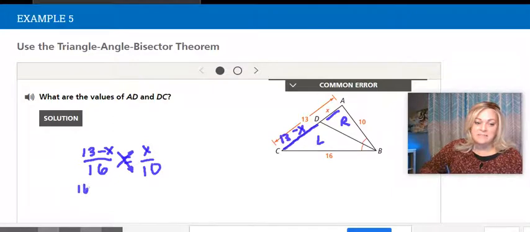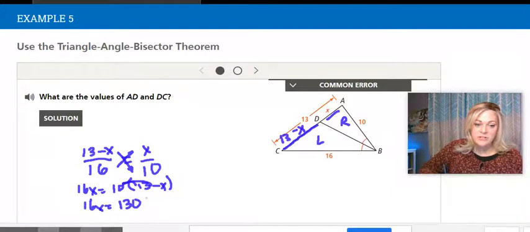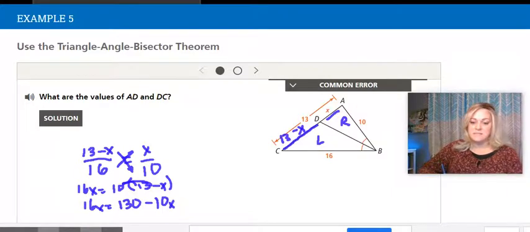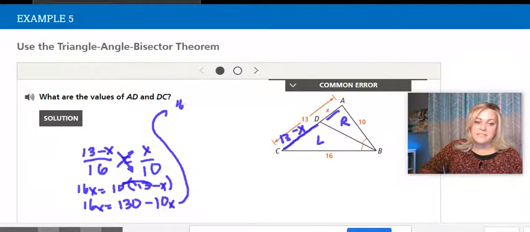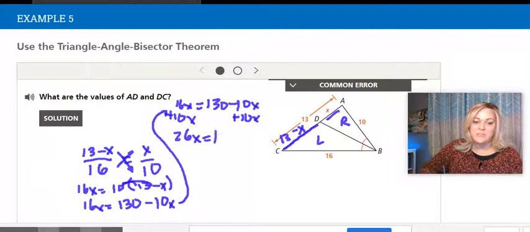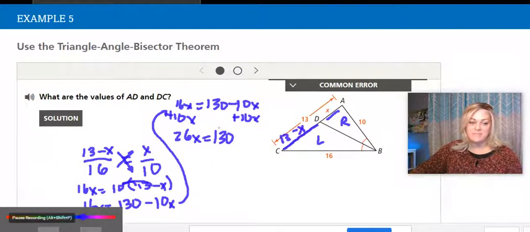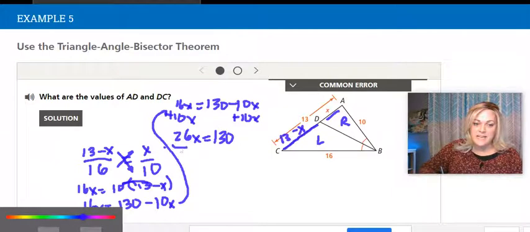So let's go ahead and multiply these out. I get 16x equals 10 times the quantity 13 minus x. Distribute that 10, bring down the 16x. I have 130 minus 10x. I'm running out of space, so I'm going to go up here. 16x, I'm just copying it down again. Add the 10x to both sides. I get 26x equals 130. Take a second, try to figure that out. When you divide both sides by 26, you should get that x equals 5.